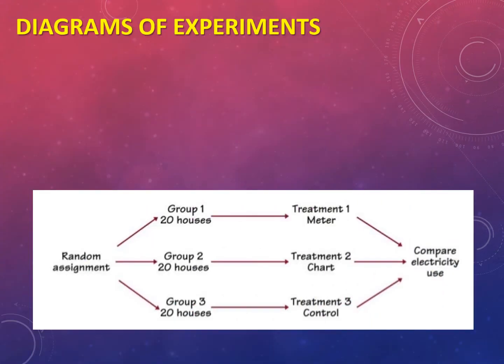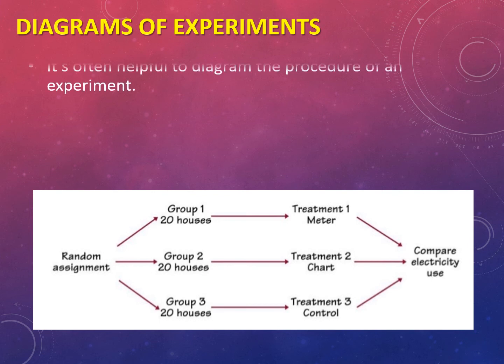So here is an example of a diagram of an experiment. Diagrams are really helpful when we want to describe what's happening. The saying goes, a picture is worth 1,000 words, and that's exactly the case here. So we will start with a diagram to outline the procedure of my experiment, and you can tell by looking at this.